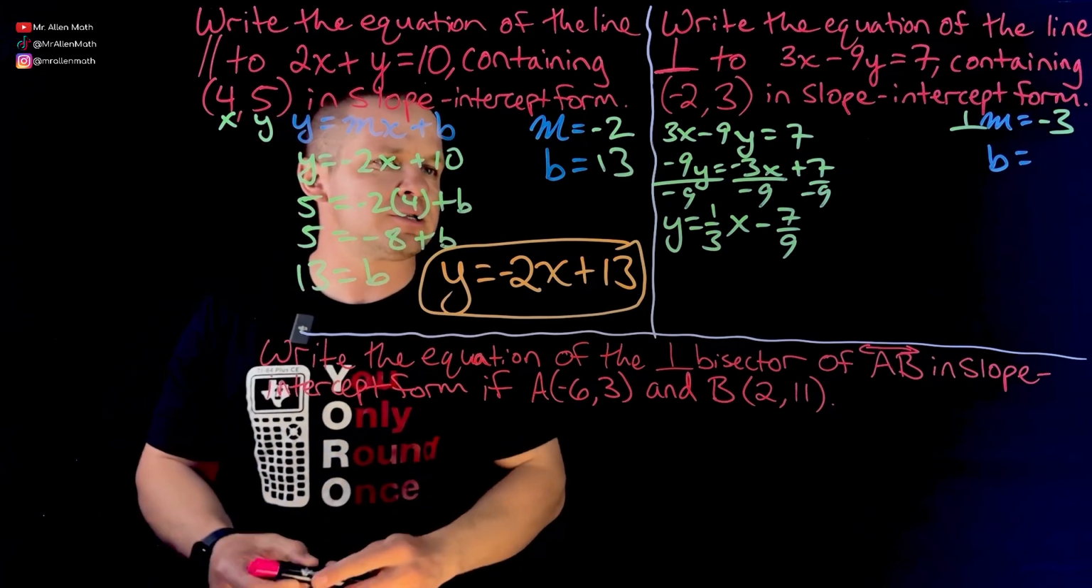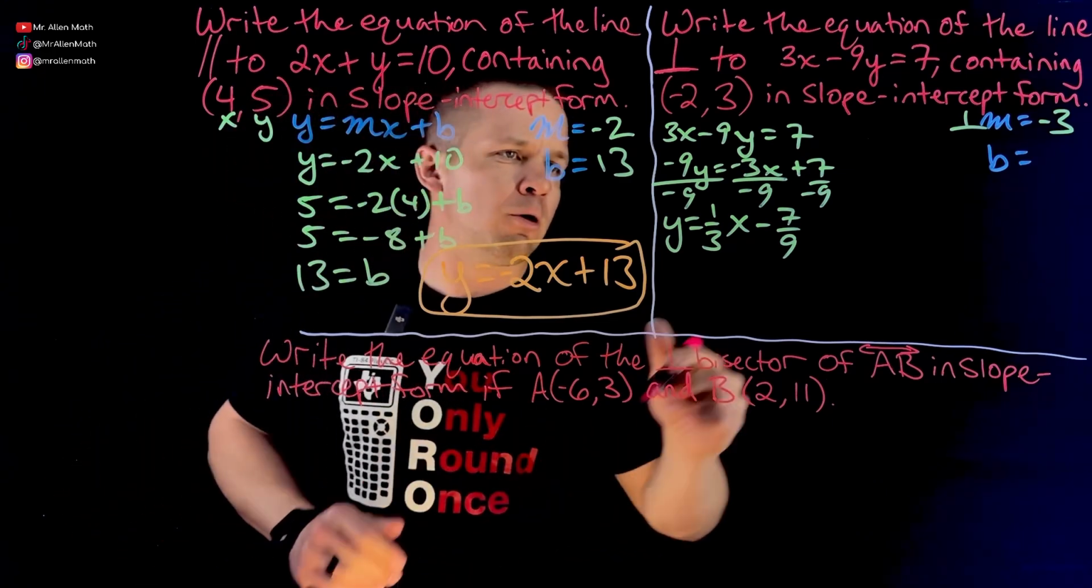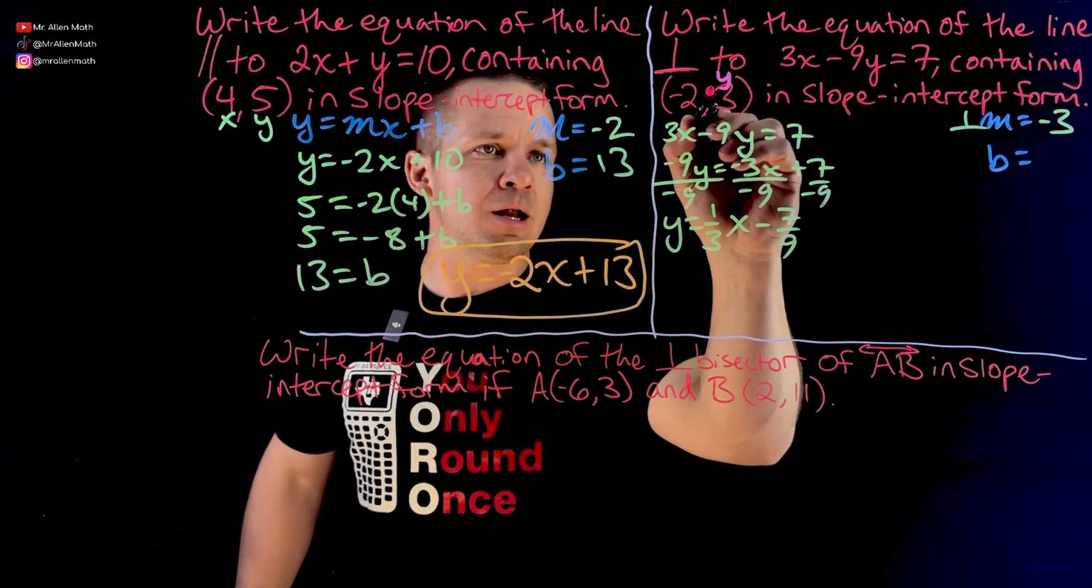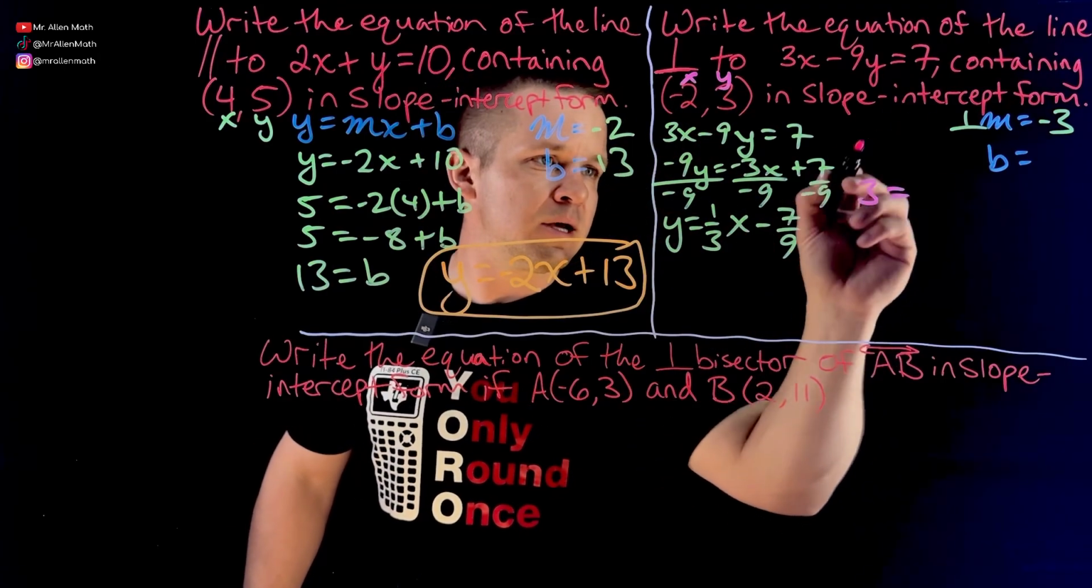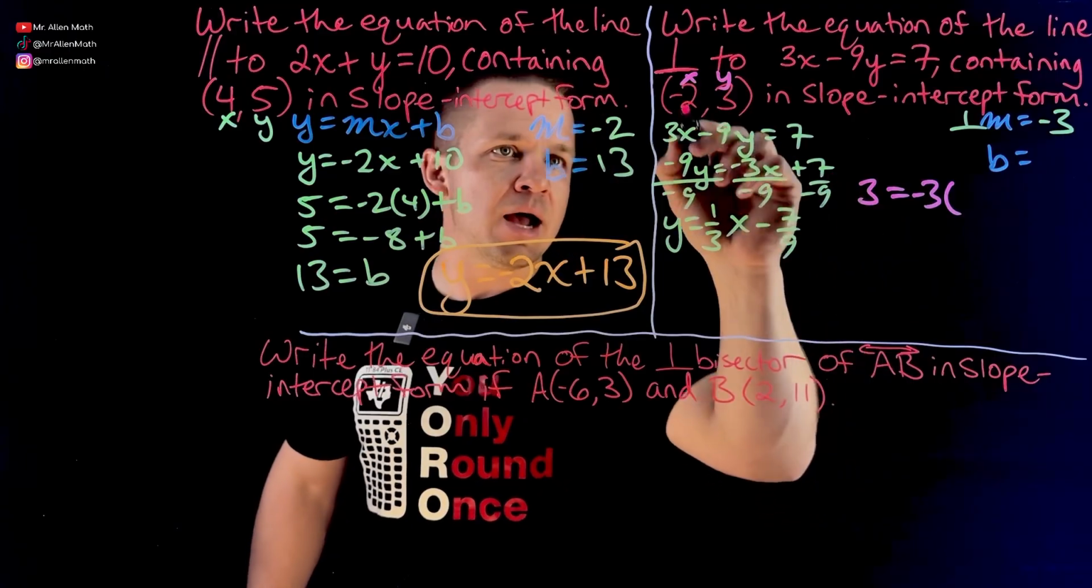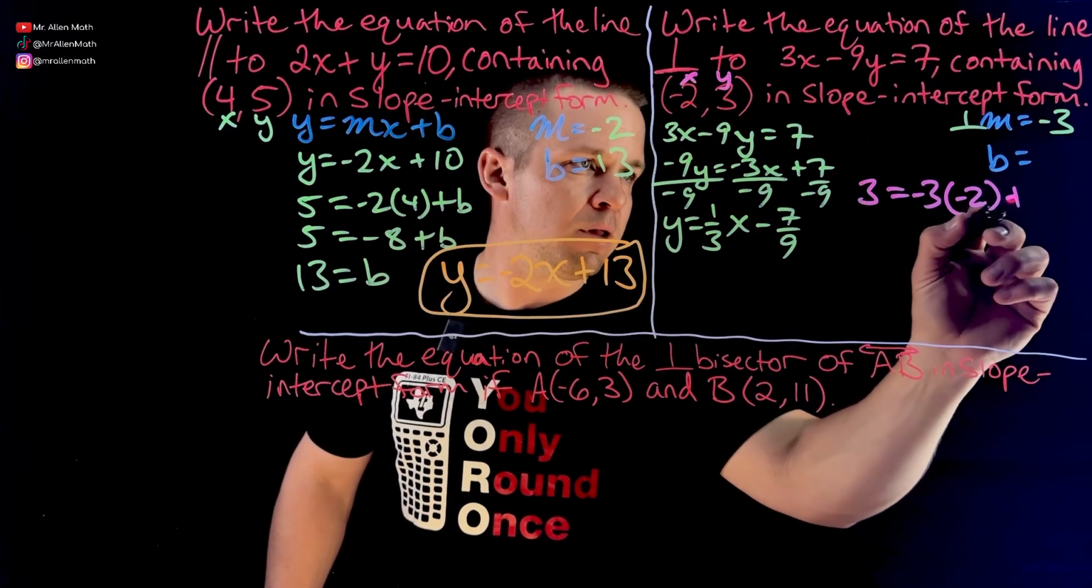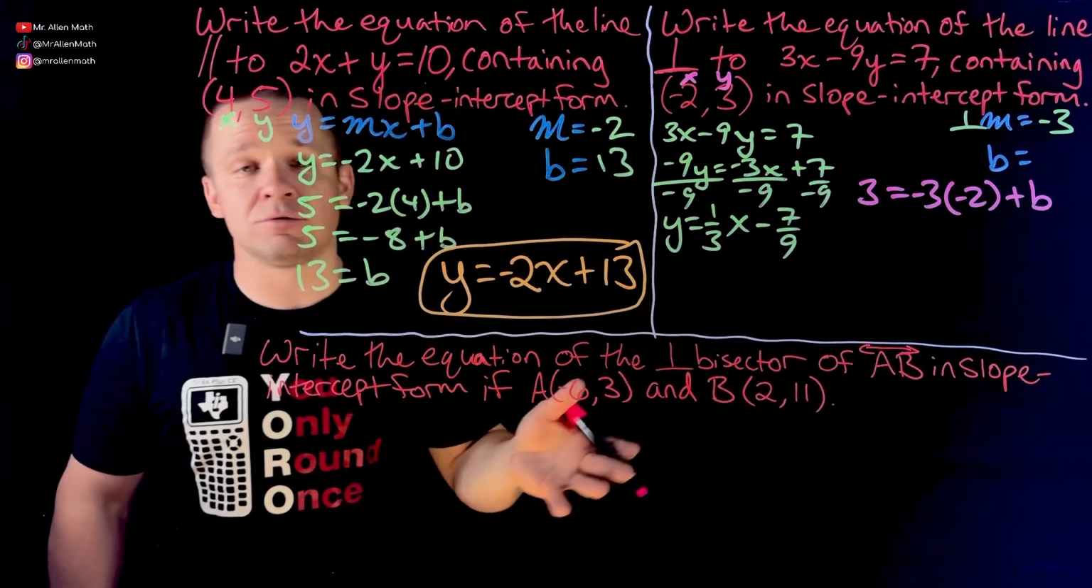I'm going to switch colors, because it's a different part. But we're going to go with y. This is y right here, and this is x. So we got 3 equals my slope, negative 3, my x value, negative 2, plus b, and I'm going to solve for b, just like we did before.